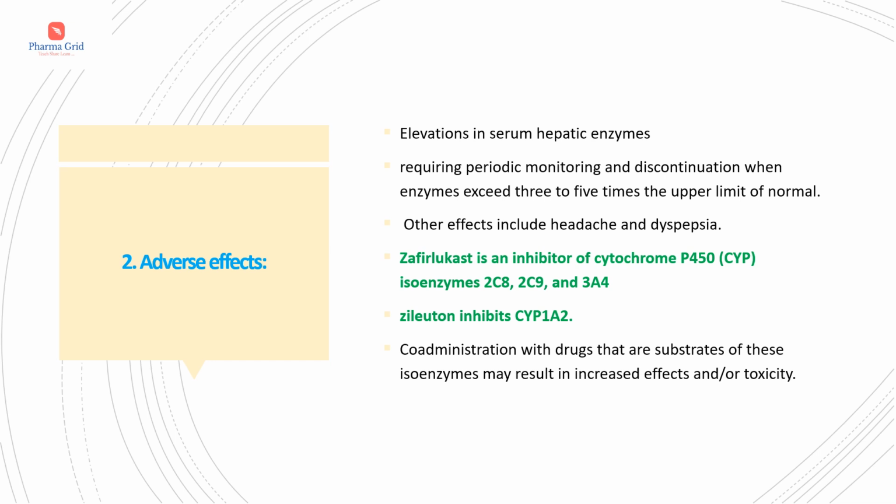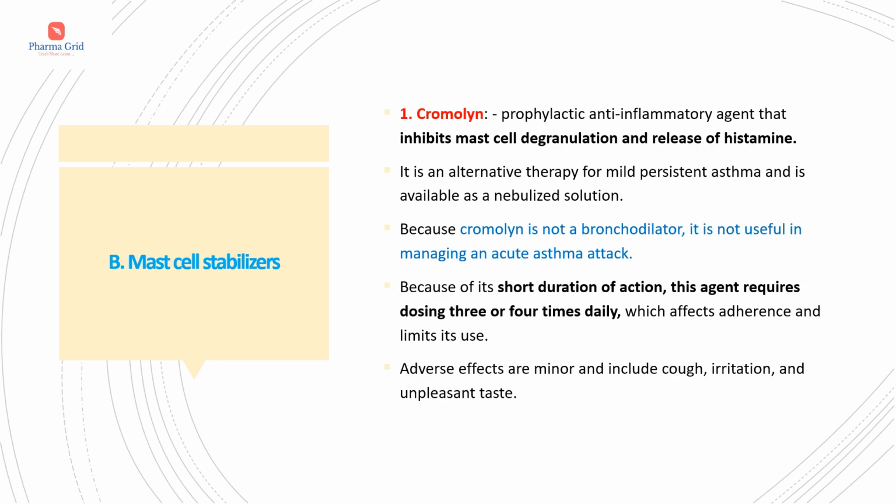As a result, it requires periodic monitoring and discontinuation when enzymes exceed 3 to 5 times the upper limit of the normal. Other effects include headache and dyspepsia. Zafirlukast is an inhibitor of cytochrome P450 isoenzymes 2C8, 2C9 and 3A4. Zileuton inhibits CYP1A2. So co-administration with drugs that are substrates of these isoenzymes may result in increased effects and/or toxicity. Next category is mast cell stabilizers.